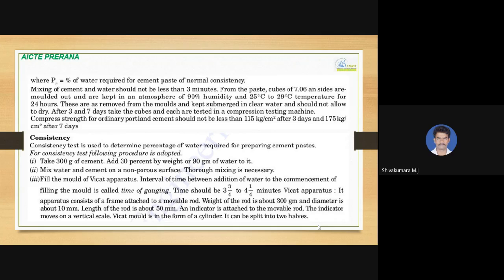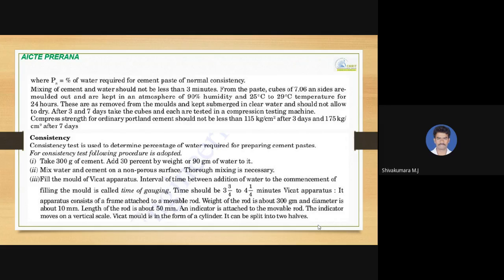That much amount of water you calculate and gauge it properly, and fill this prepared cement paste inside a Vicat mold. The mold should be placed on a non-porous glass plate to make sure that water is not lost, and you get a flat surface. So fill the cement paste inside it. Place this mold below the plunger which is placed in the Vicat apparatus.